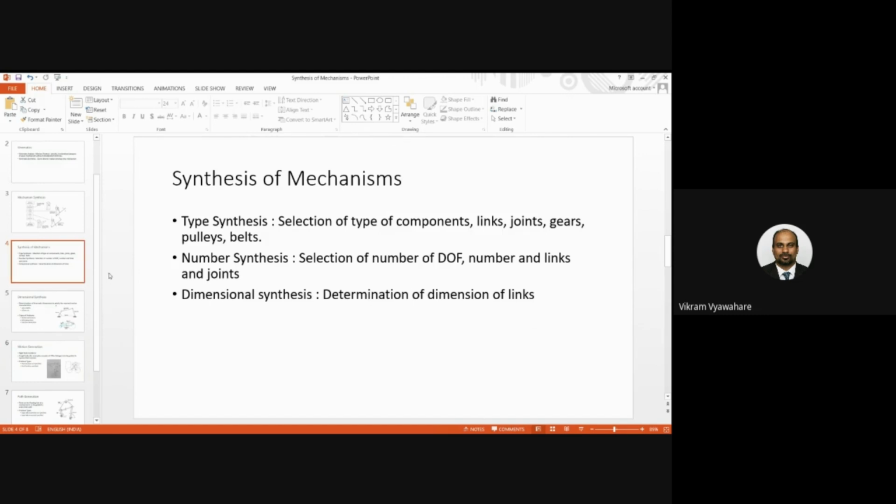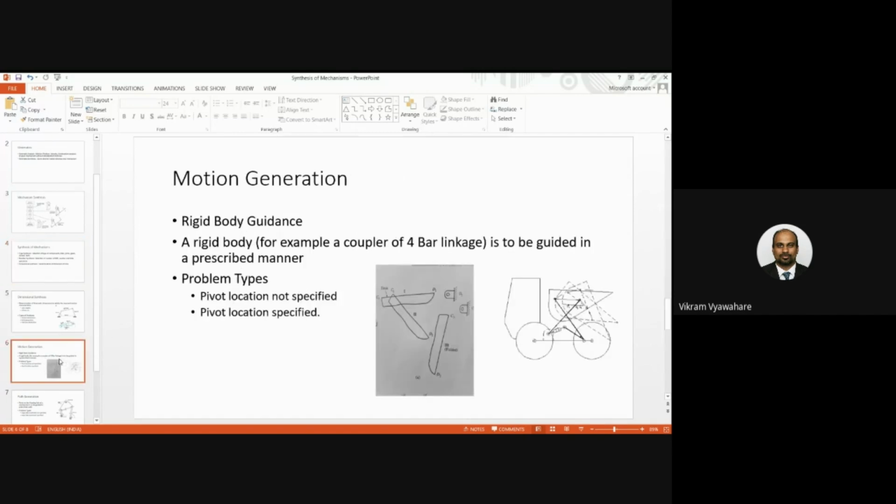So let us say for the 4-bar chain, you know the inversions, you know what is double rocker, you know what is crank rocker. So here we have understood that we are going to solve the problem using the 4-bar chain only, but what is the dimension of the links so that my coupler motion will be following this?